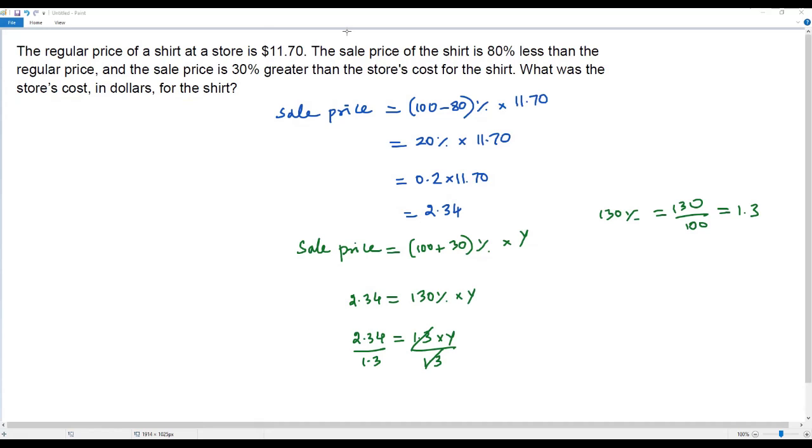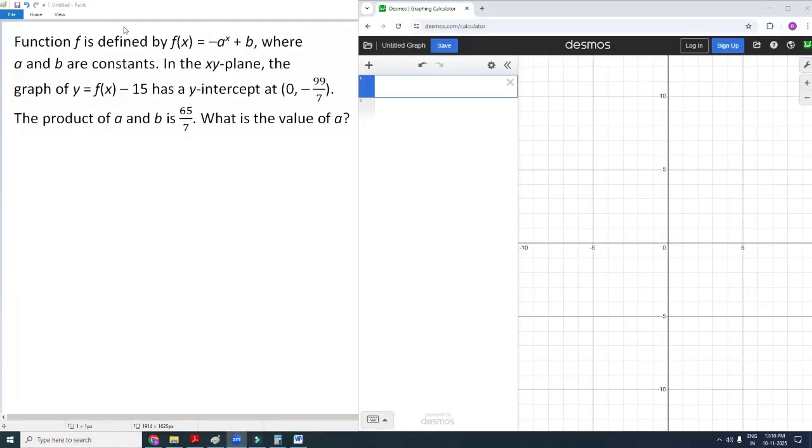When I do so, I'm getting 1.8. So here I got the value of y, that is 1.8. We have assumed y as the store's cost in dollars. Therefore, the store's cost in dollars for the shirt is 1.8. Here we have the next problem.